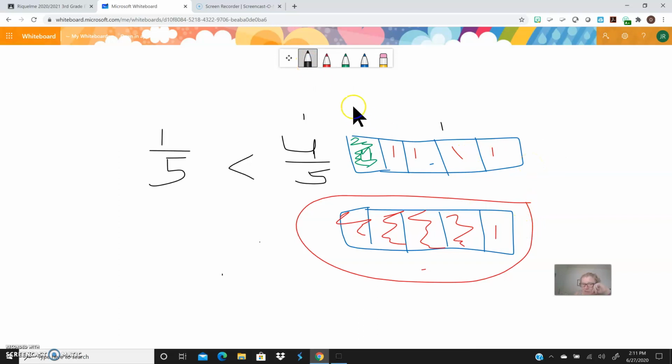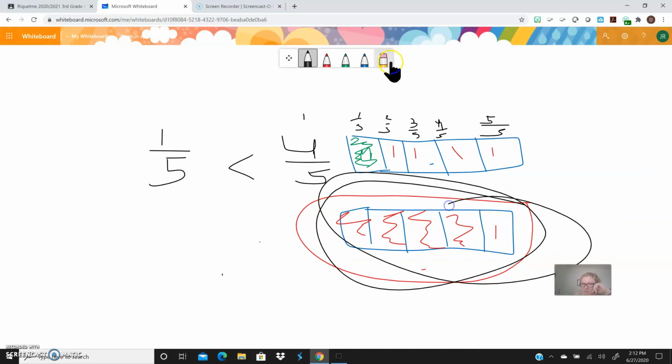And remember, you should use this as a strategy, writing the numbers. So we know this is fifths, so this is 1/5, 2/5, 3/5. It's really hard to write. 4/5 and 5/5. Okay. So I know this piece is bigger. I hope that helped.